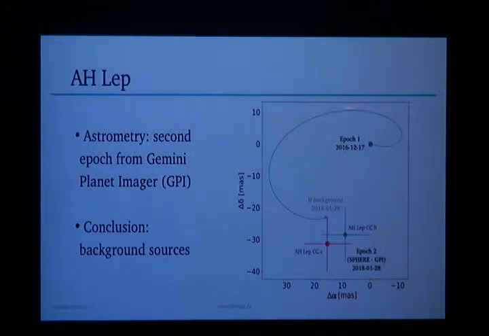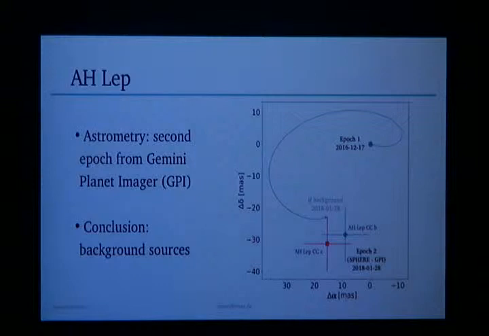Then this gray line is the path that a background source would follow for the second epoch with respect to the first one. And here is the proper motion result, or the positions for the second epoch for these two candidate companions. As you can see, unfortunately, what we found is that they are most likely background sources, as they fall very close to this point.